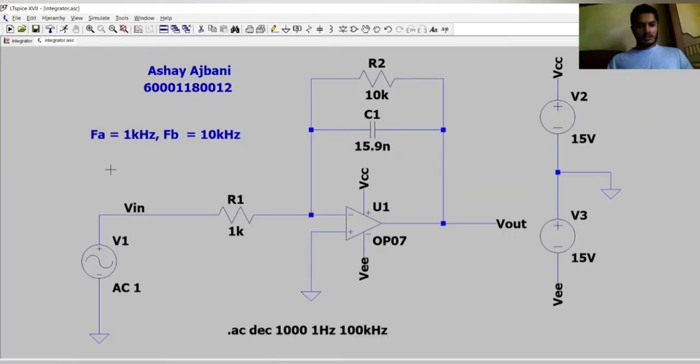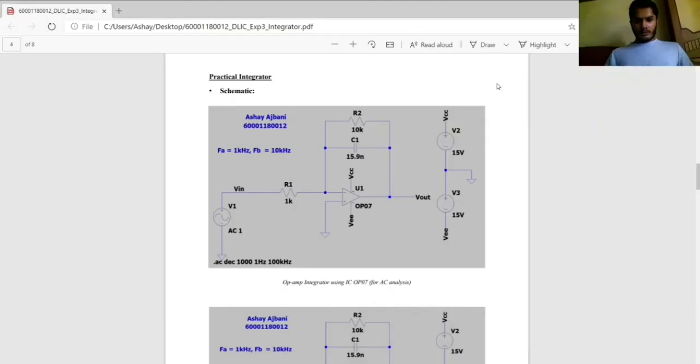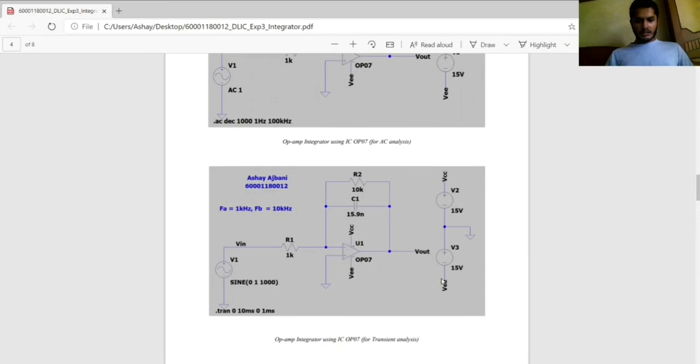So I have run the circuit for several different input waveforms and saved it in a file. So let's jump to that file and see what the output voltages and the output waveforms are. So this is the schematic which is used for plotting the frequency response, and this is the schematic for transient analysis.